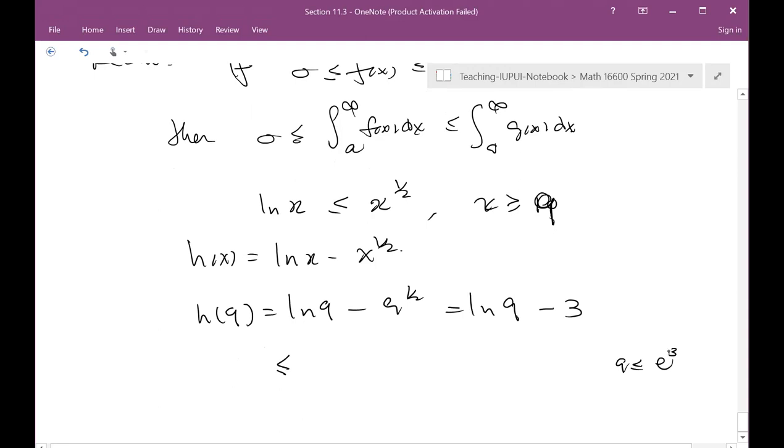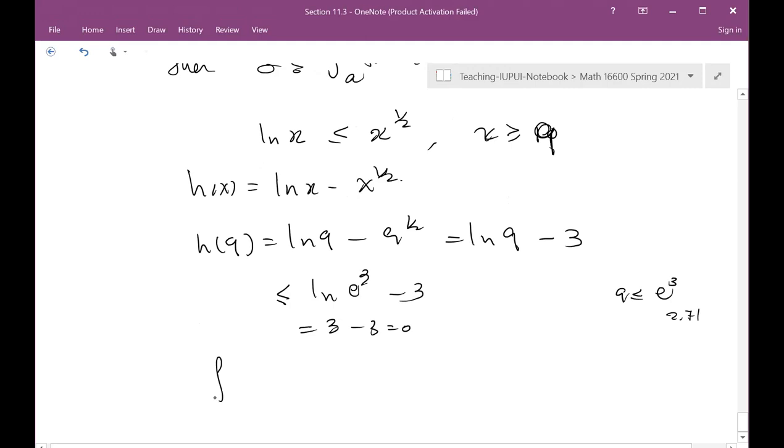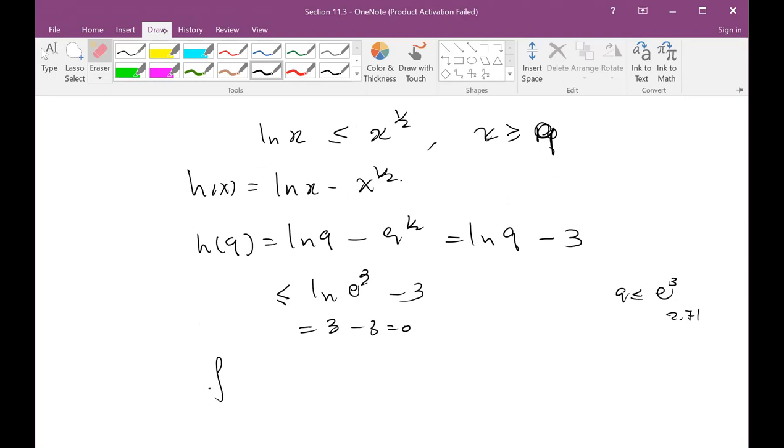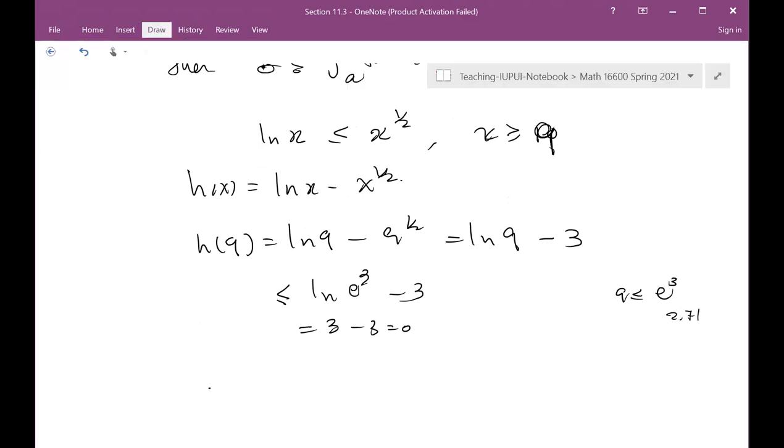Why is 9 less than e cubed? e is 2.7 something, right? When you cube it, this number is larger than 9. So natural log of 9 is less than 3, so it's going to be negative. Then you also look at the derivative, and as long as the derivative is negative, then it's a decreasing function.